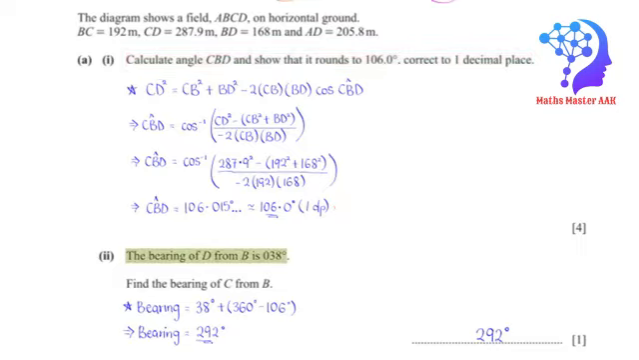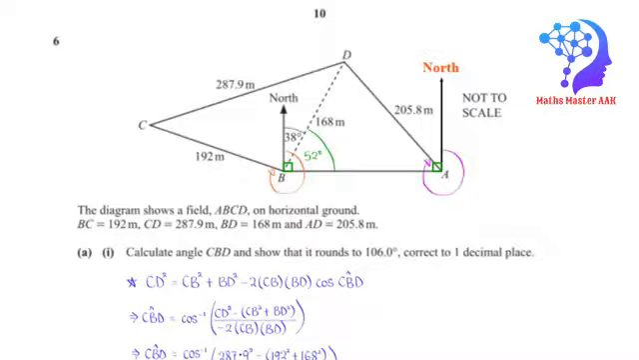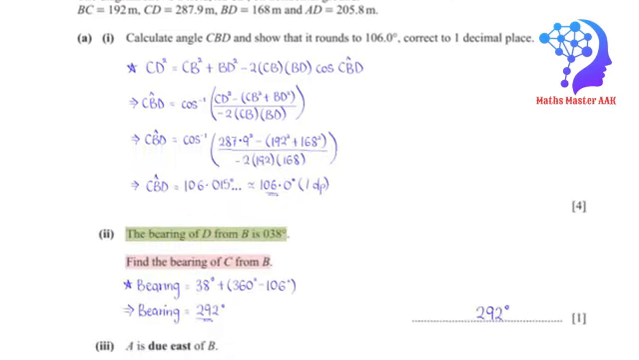The bearing of D from B is 38 degrees. Find the bearing of C from B. On the diagram, the bearing of C from B has been indicated with an orange arrow. This angle is equal to 38 degrees plus the angle from this point to this point. This angle can be found by subtracting angle CBD, which is 106 degrees, from 360 degrees. This gives us the bearing as 292 degrees.